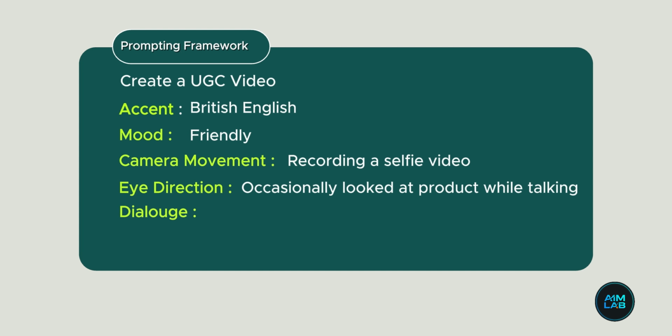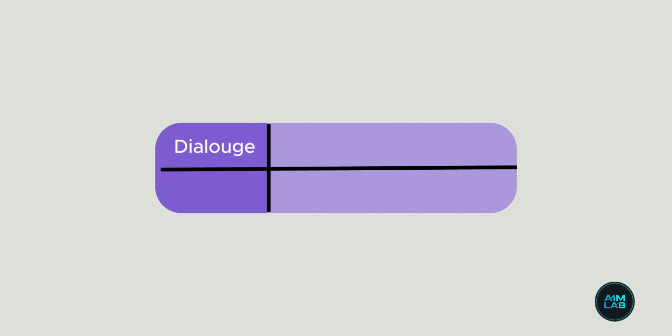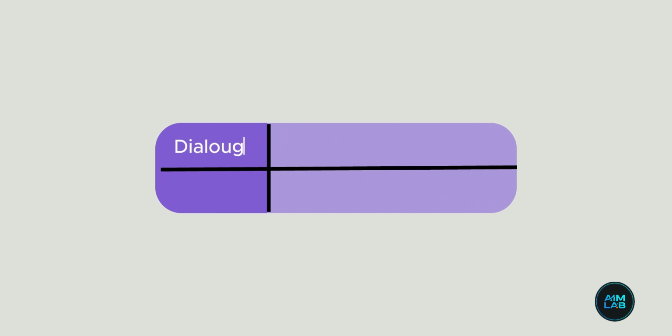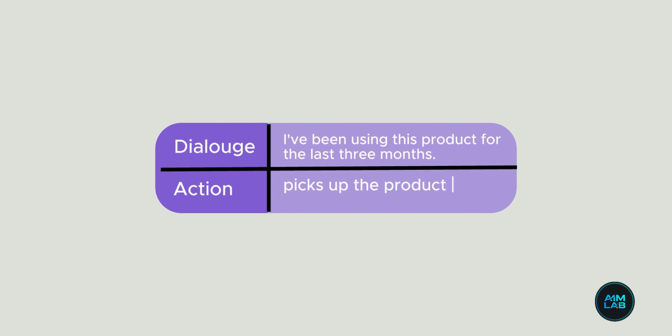This is the most important part. Instead of writing one long paragraph, divide it into small lines. For every dialogue, also mention the action. This makes the scene feel very natural. For example, dialogue: "I've been using this product for 3 months." Action: pick up the product. Smile at the camera. Here's another example.